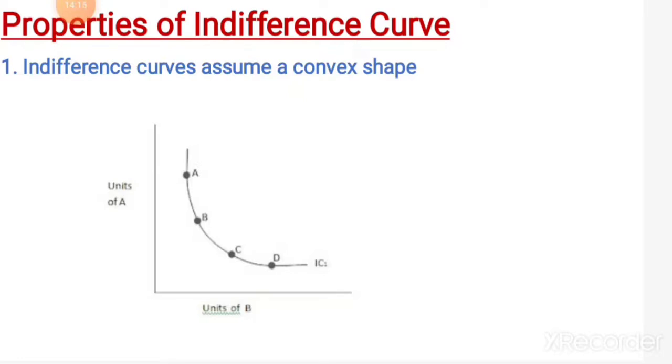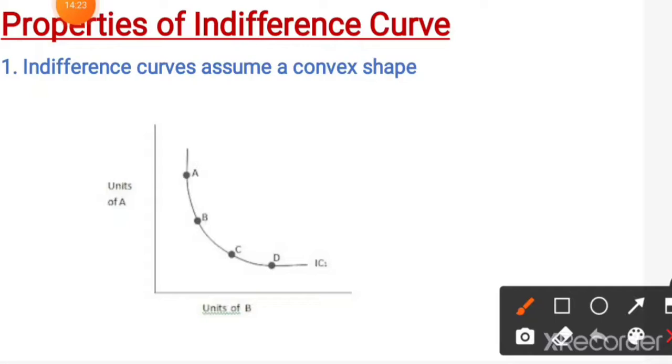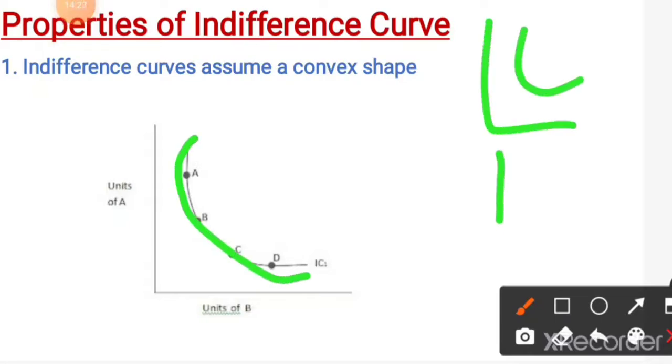So students, here you can see that the first property is about the shape of the curve. So what is the shape of the curve? It is convex. If any graph is in this shape, it will be convex, and if any graph is in this shape, it will be concave. But here our indifference curve is in convex shape.